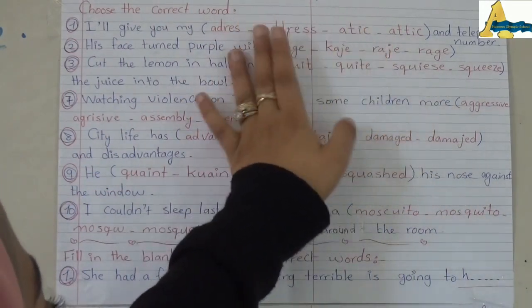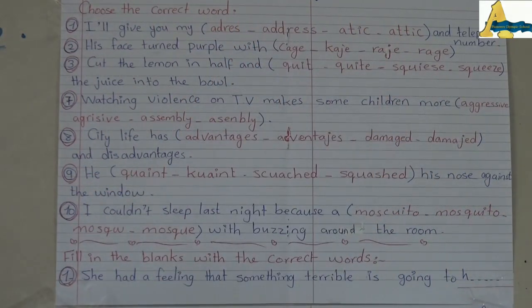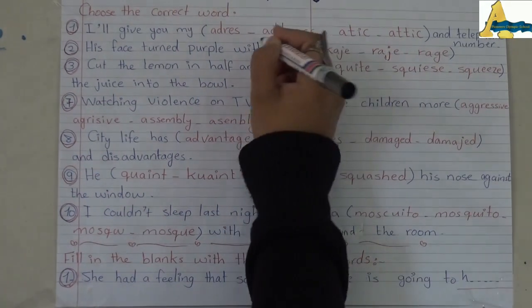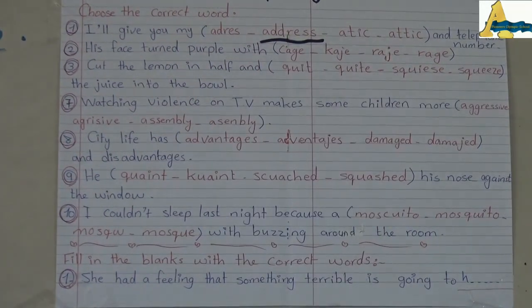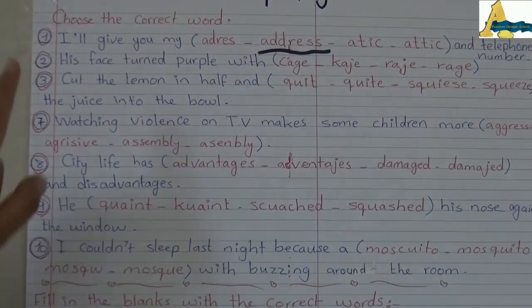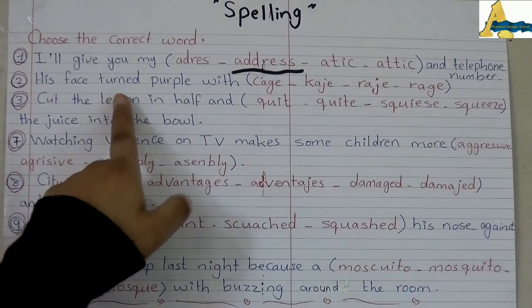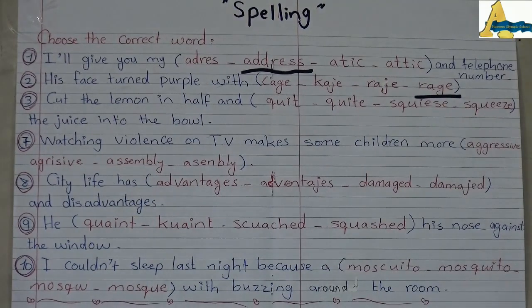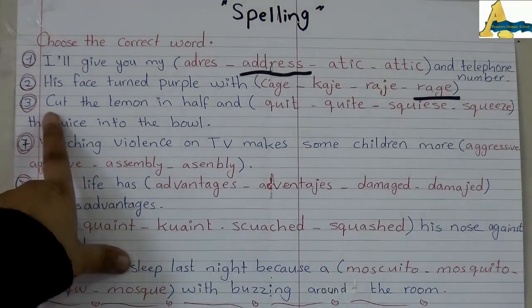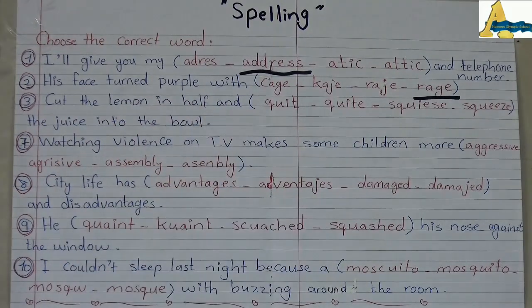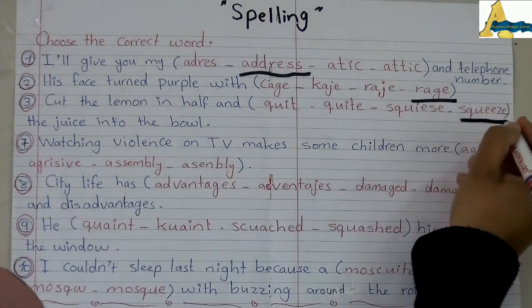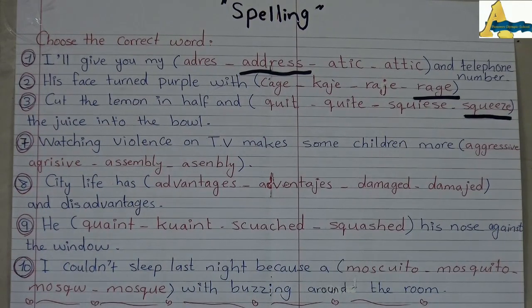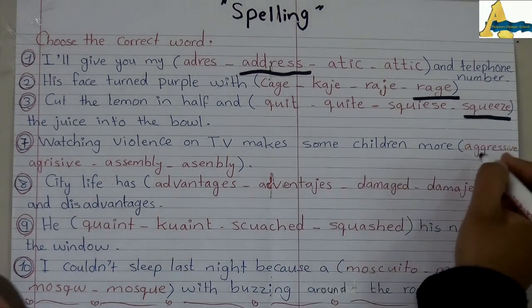Here we have some words with wrong spelling. So, of course, we will use the correct one, which is address. Number 2, his face turned purple with rage. Number 3, cut the lemon in half and squeeze the juice into the bowl. Watching violence on TV makes some children more aggressive.